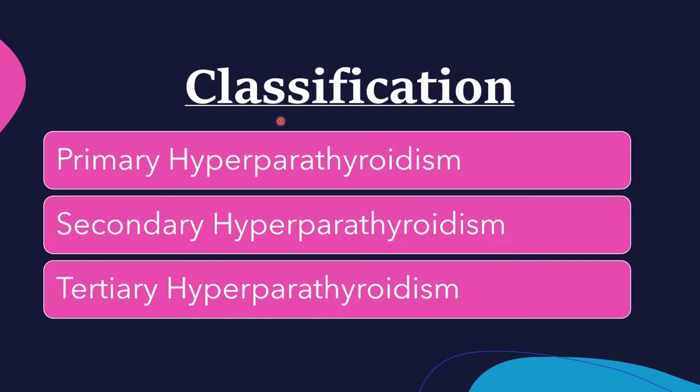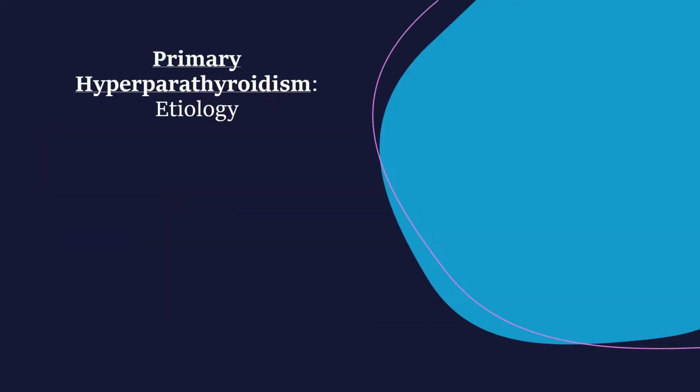We can classify hyperparathyroidism into three parts: primary, secondary, and tertiary hyperparathyroidism. While there are different etiologies between primary and secondary hyperparathyroidism, we will talk about that later, but tertiary develops out of secondary hyperparathyroidism. Starting with primary hyperparathyroidism and its etiology.